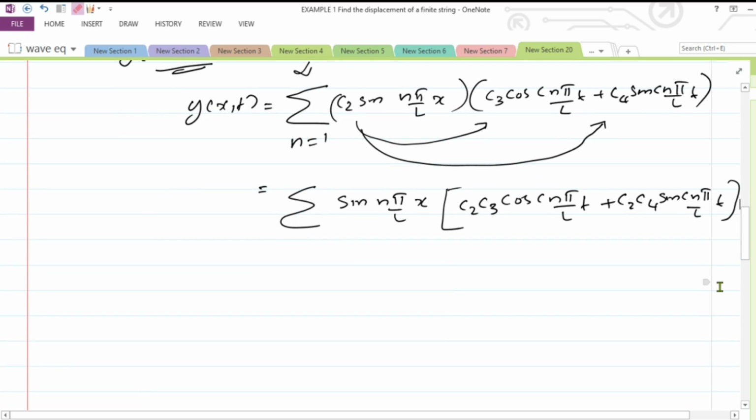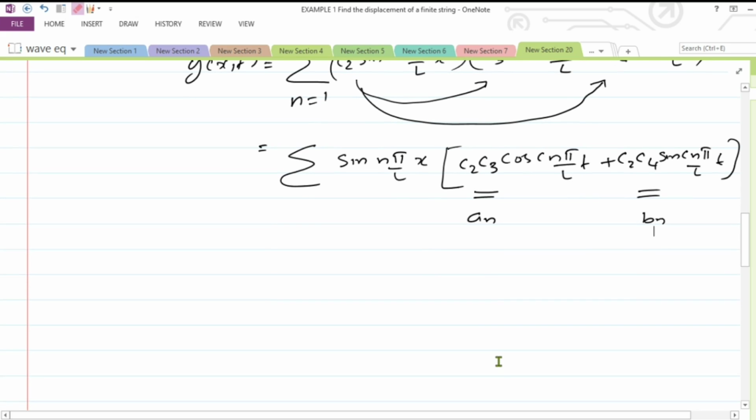Okay, now you can substitute c2 c3 as an, and this as bn. So our problem reduces to finding the constants an and bn. Actually, we are doing all this to find the values for c1 c2 c3 c4. Now the problem reduces to finding values for an and bn.